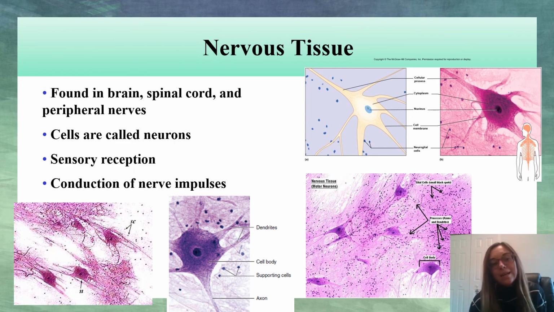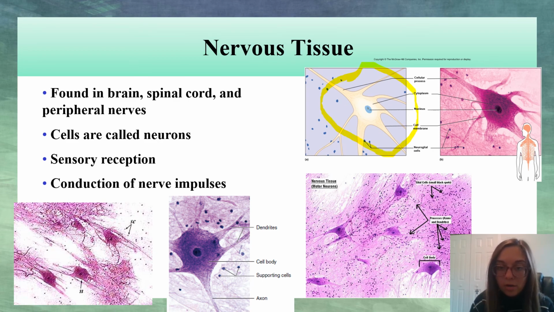Nervous tissue is our last type of tissue. It's found in the brain, spinal cord, and peripheral nerves. The cells in the nervous tissue are called the neurons. So, for example, here is one neuron. You can just see this is the cell body of the neuron. It would extend a bit longer here.